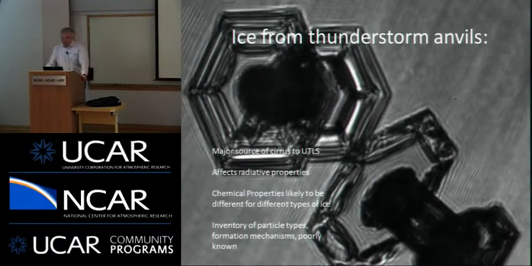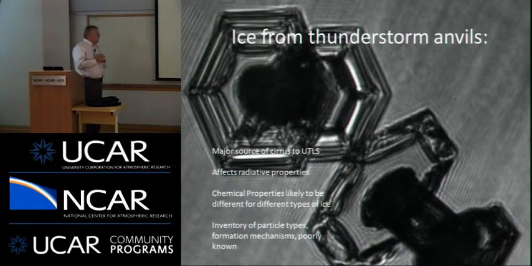Many of you know that the thunderstorm anvils are an important source of ice particles to the upper atmosphere, and they affect the radiative properties of the atmosphere in very significant ways. Maybe not so well recognized is that the chemical properties are likely to be influenced by the type of ice particles. And for programs like DC-3, where they're looking at the chemistry of convective clouds, understanding the ice formation is going to be important. But the other thing that I want to emphasize is the inventory of particle types.